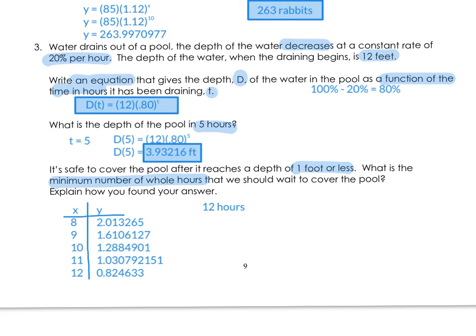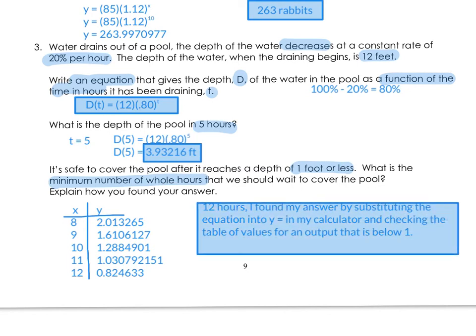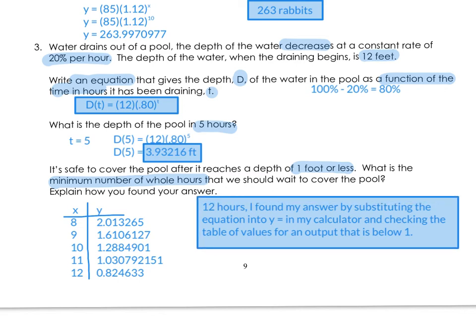So it's 12 hours. I found my answer by substituting the equation into y equals in my calculator and checking the table of values for an output that is below 1. Something along those lines, just explaining exactly what you've done. This is so that people who aren't there with you know exactly what you did to find the answer that you wrote.